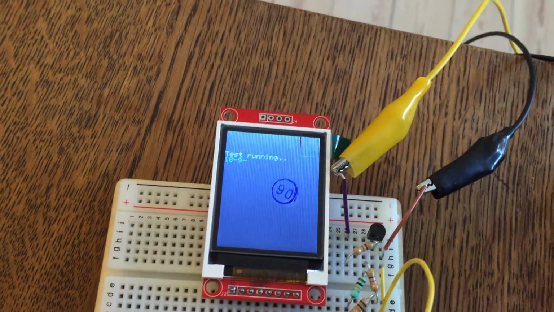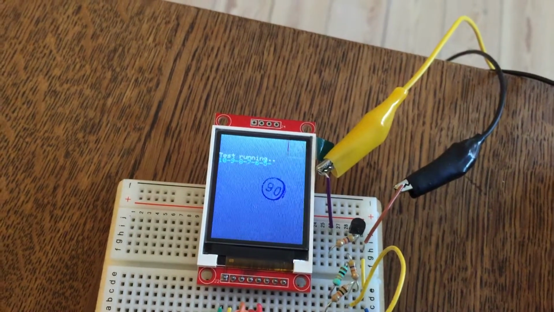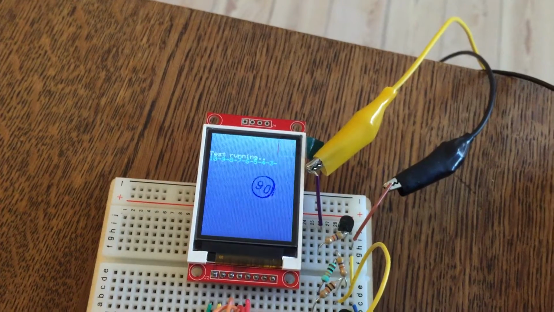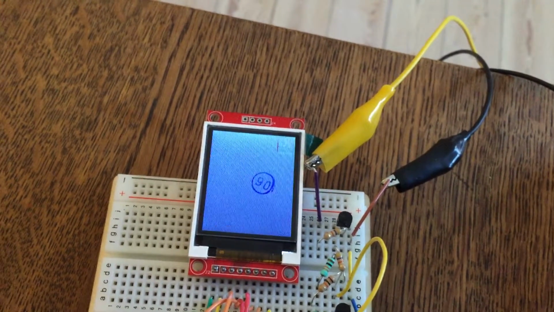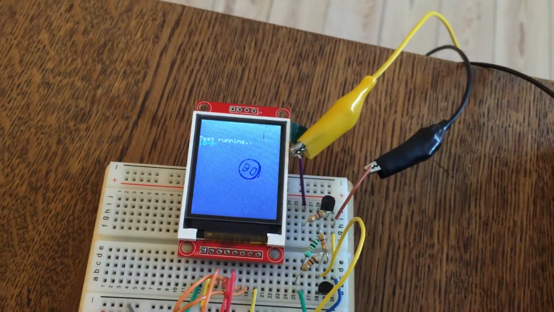Okay, fine. So now the test is running, and it does a measurement for 10 seconds and then presents the amount counted through that period of time, and then calculates the counts per minute. There were three counts, which gives 18 counts per minute.